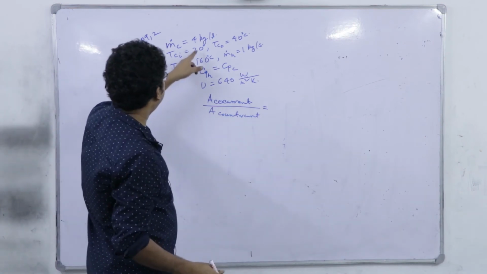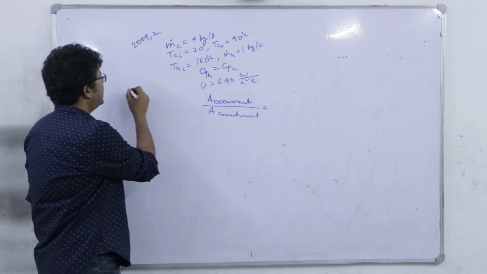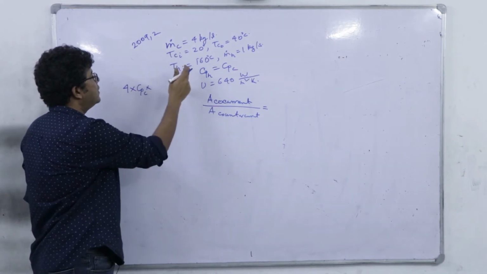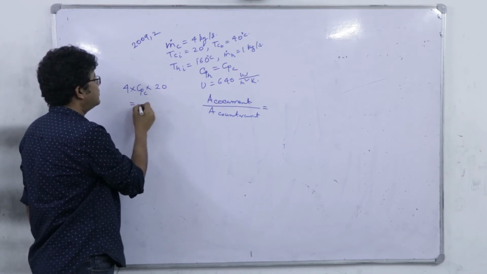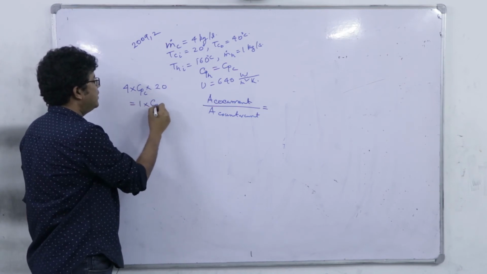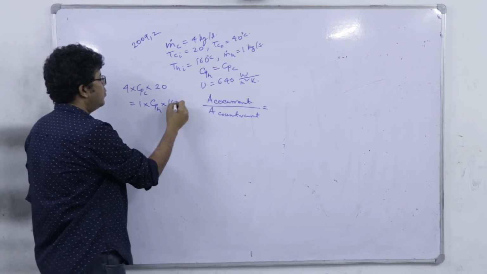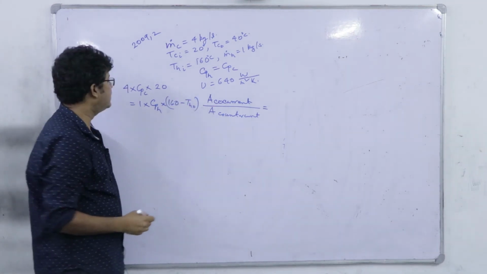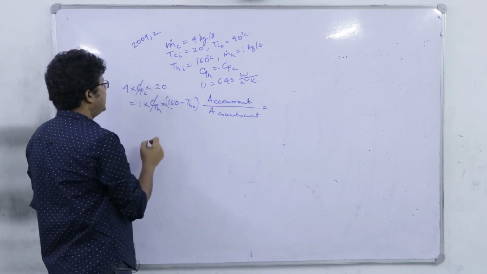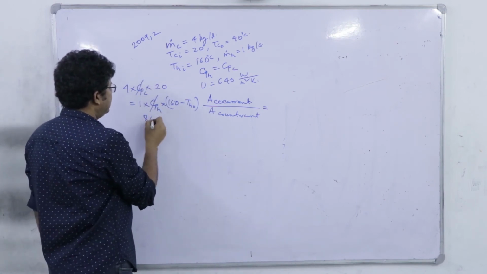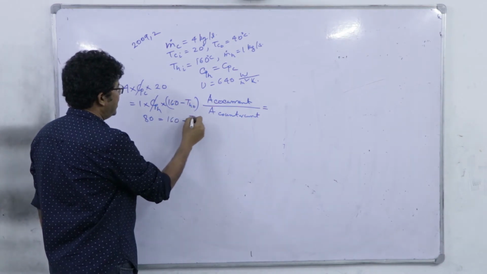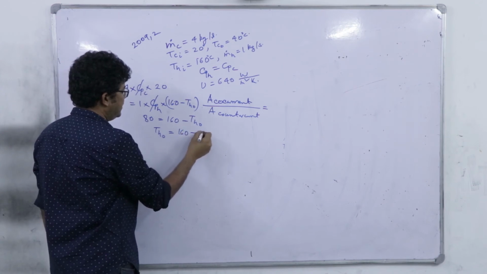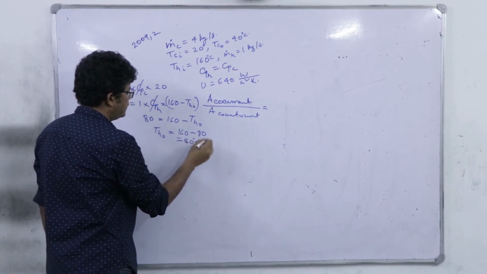Now, you see that first we can write 4 into Cpc into 20 must be equal to 1 into Cph into 160 minus THO, right, typical enthalpy balance. So, Cpc, Cph cancels out. So, this is 80 equal to 160 minus THO. So, THO is equal to 160 minus 80, equal to 80 degrees Celsius.